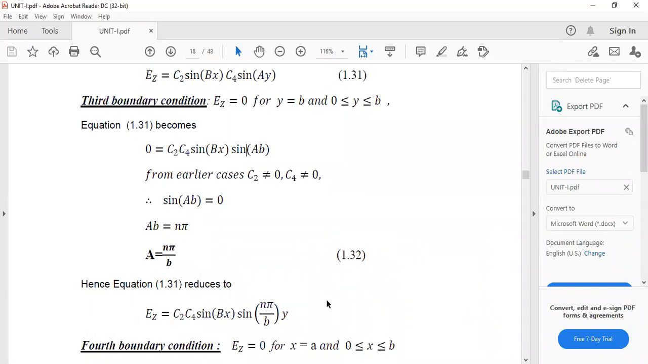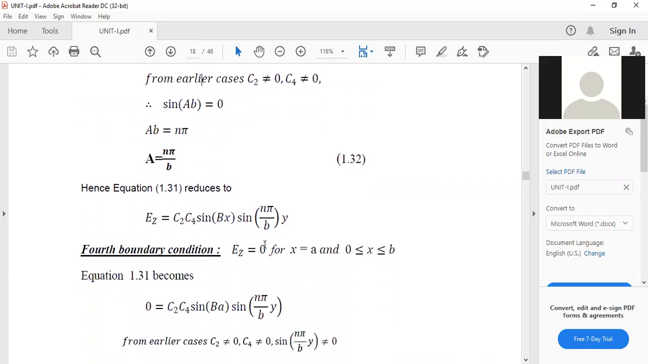Now the fourth. Tell me, what is the fourth boundary condition? Ez is equal to 0 when x is equal to a. Now substitute these things into the above equation. Now Ez is equal to 0, so C2, C4, and in place of x you can put a, so sin Ba, that into sin n pi by b into y.